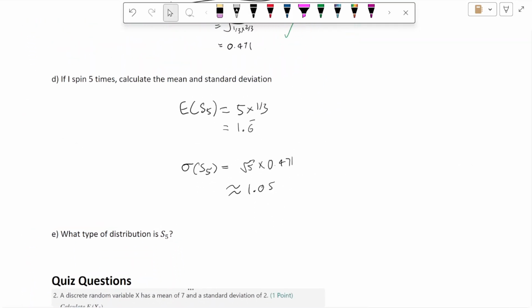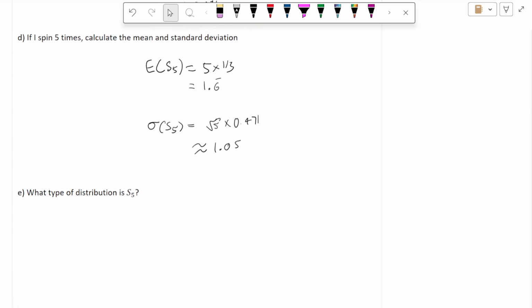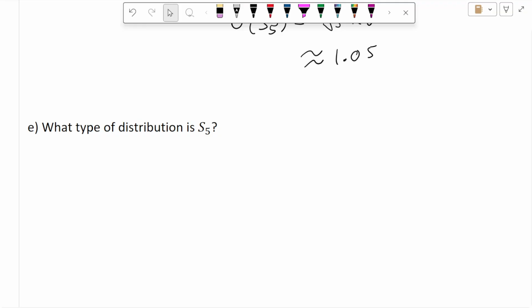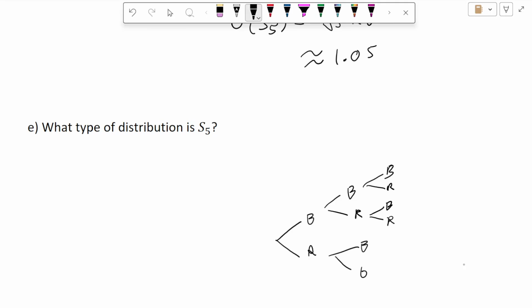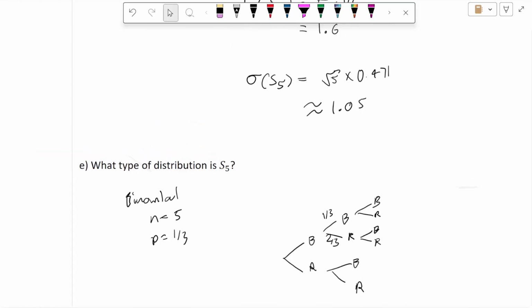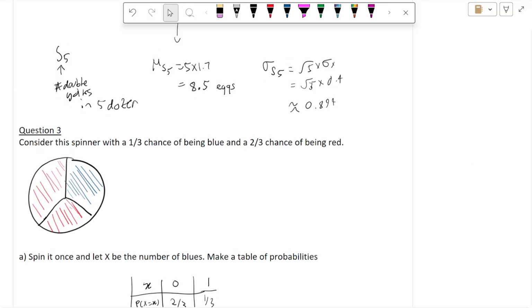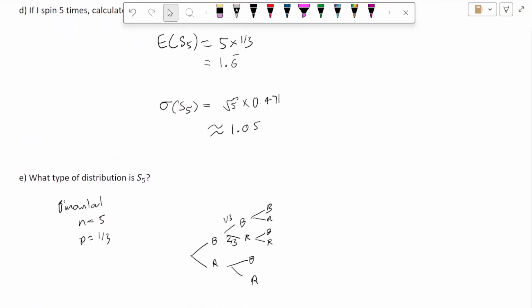Wonderful. Okay. What type of distribution is S5? Yeah, I would really encourage you to pause the video and think about it. You've got blue and red. Then you've got to spin it again and get blue and red. For each of those spins, you're going to spin it again and get blue and red, and so on. We've got 2 outcomes each time. We've got a fixed probability on each one, so these will always be 1/3, 2/3. This is a binomial. N would be 5, and p would be the chance of getting a blue, so 1 out of 3. So binomial distributions are just like the Sn version of Bernoulli distributions.